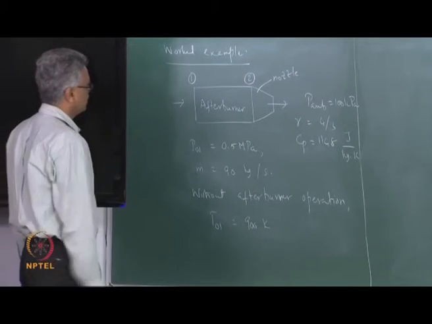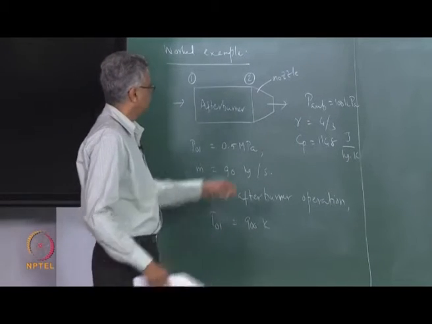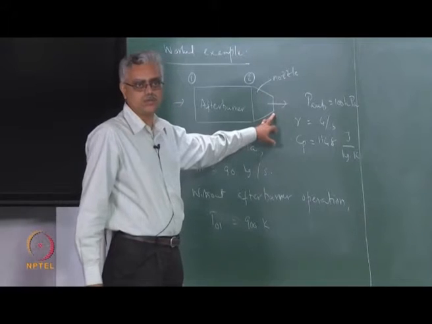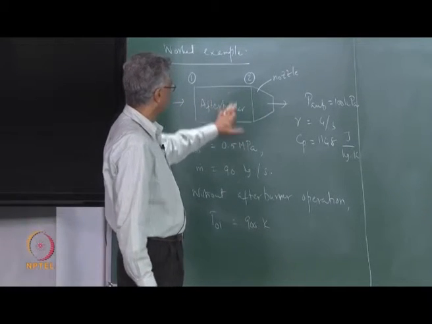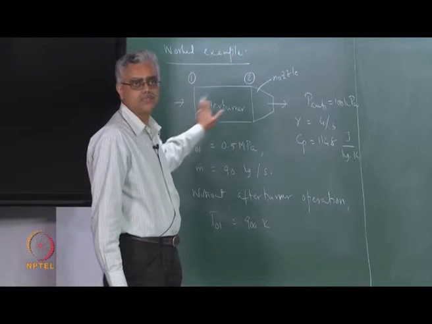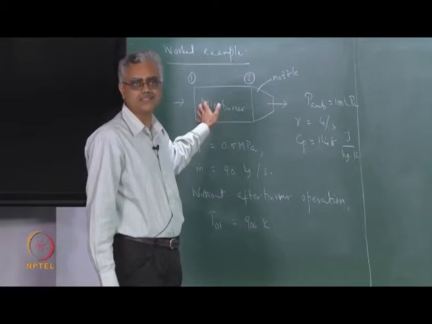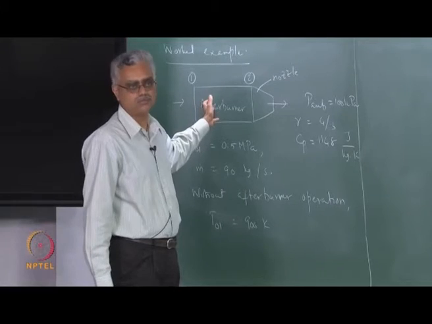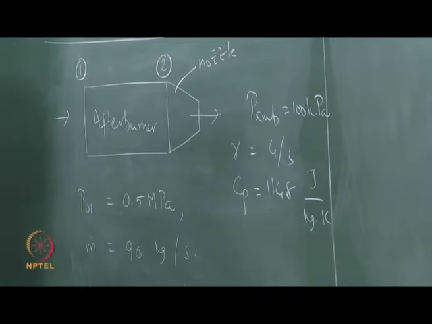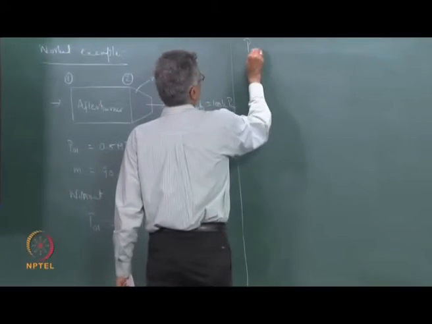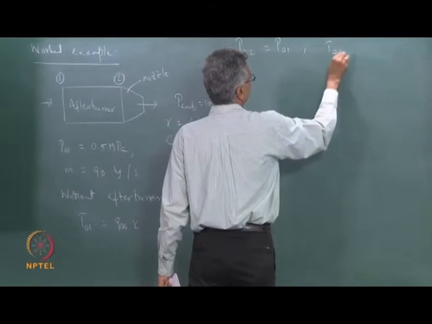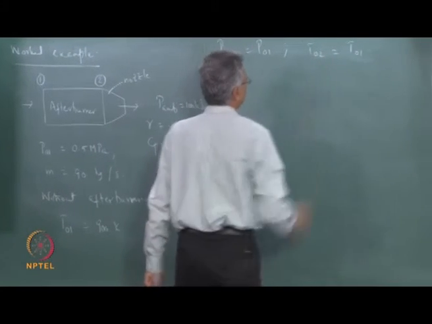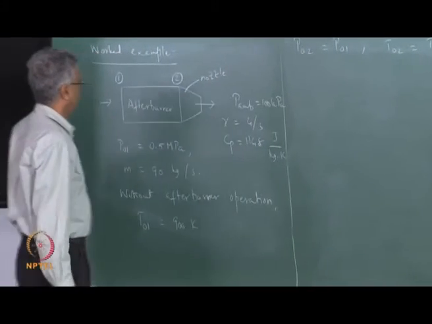So, since the ambient pressure is given, we first need to check whether the nozzle is choked or not, right. When the afterburner is not operating, there is no heat addition here. So, stagnation quantities, everything remains the same. It is as if the duct is not present at all, right. So, P02 is equal to P01, and T02 is equal to T01 when the afterburner is not operating.